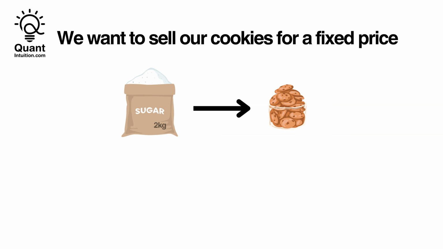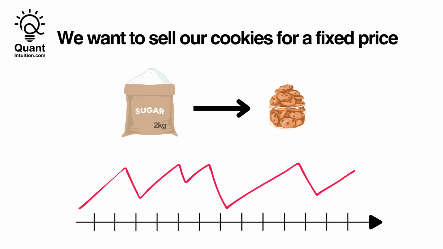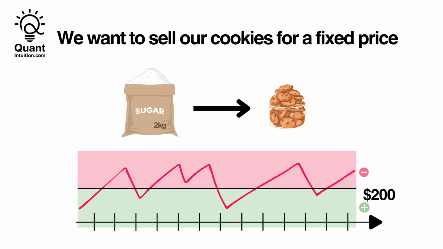We would like to sell our cookies for a fixed price to the consumer. Sugar, a critical component of our groundbreaking cookies, is purchased regularly to sustain our production. However, we encounter a significant challenge, namely, the price of sugar is extremely fluctuating. Our company reaches its break-even point at $200 per kg of sugar. If the price of sugar rises beyond this point, we face a loss unless we adjust the price of our cookies accordingly. Conversely, when the price dips below $200, we enjoy additional profits from our cookie sales.